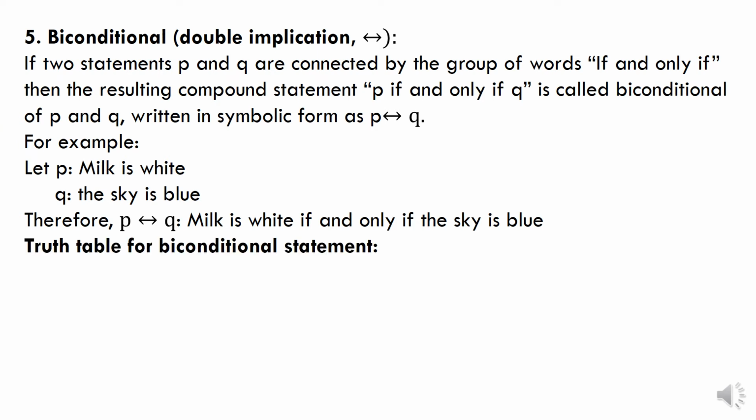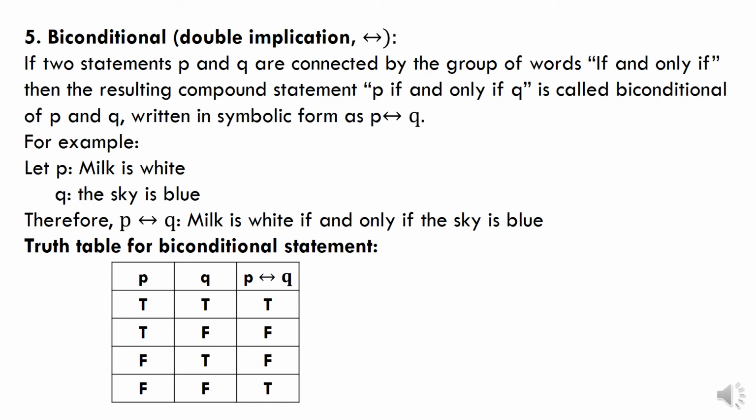Now the truth table for a biconditional statement. If P is true, Q is true, P if and only if Q is true. If P is true, Q is false, then P if and only if Q is false. If P is false and Q is true, then P if and only if Q is false. If P is false and Q is false, if both are false, then the resulting biconditional is true.